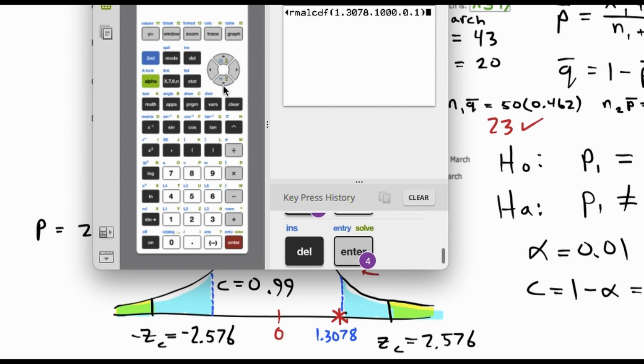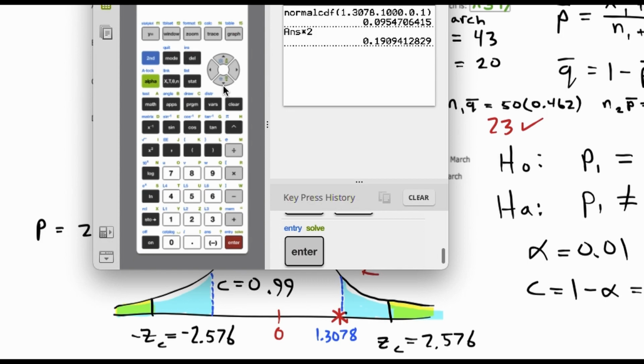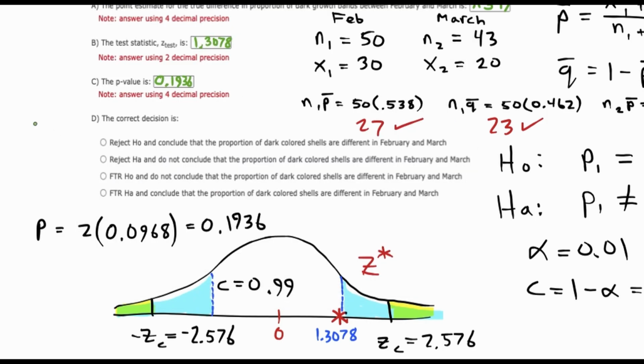Okay. So that's a little bit more precise value for the tail. So now we'll just double it. That's going to be our p-value. As you can see, it is a little different from what I had entered. It's 0.1909 on the calculator.